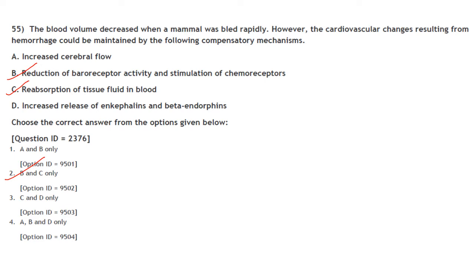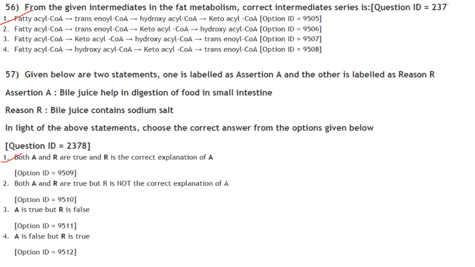So, increased cerebral flow, that is not there. Reduction of baroreceptor activity and stimulation of chemoreceptors, yes. Reabsorption of tissue fluid in blood, yes. Increased release of enkephalins and beta endorphins, no. So only options B and C are correct. Option 2 is correct. Then from the given intermediates in fat metabolism, the correct intermediate series is fatty acyl-CoA, trans-enoyl-CoA, hydroxyacyl-CoA, ketoacyl-CoA. Answer is option 1.